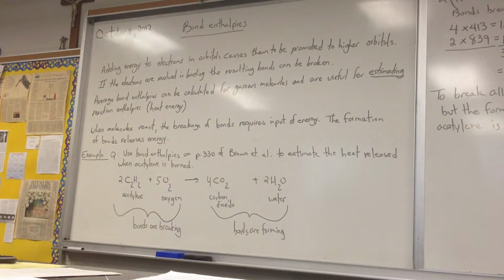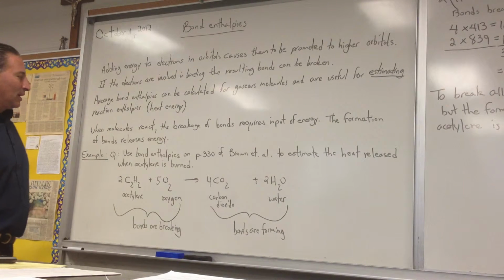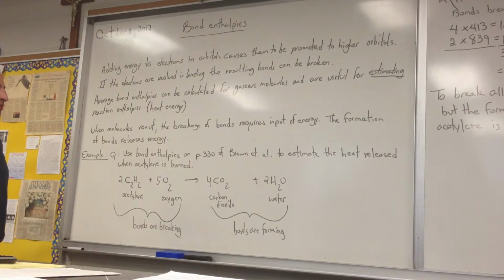When molecules react, the breakage of bonds requires input of energy. So if you want to break a bond, you've got to put work into it. You have to put energy into it to break the bonds, to separate the two atoms. The formation of bonds releases energy. So when you have a chemical reaction, two things are happening. You're breaking bonds in the reactants, and you're forming bonds in the product. And you could do an accounting of a typical reaction to give an estimate of how much energy is going to be released by the reaction.